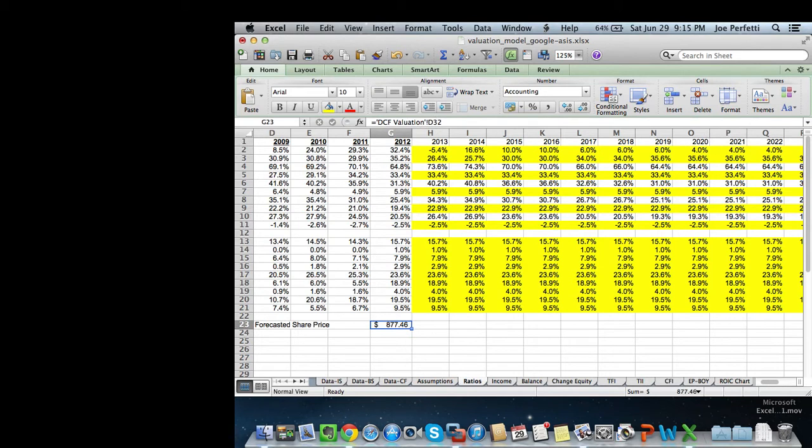Now, I don't know if it's exactly these numbers. Like, it could be a little bit more growth and a little bit less margin. It could be a little less growth, a little higher margin. But it starts to give me a feel for what the market's really keying in on with Google.